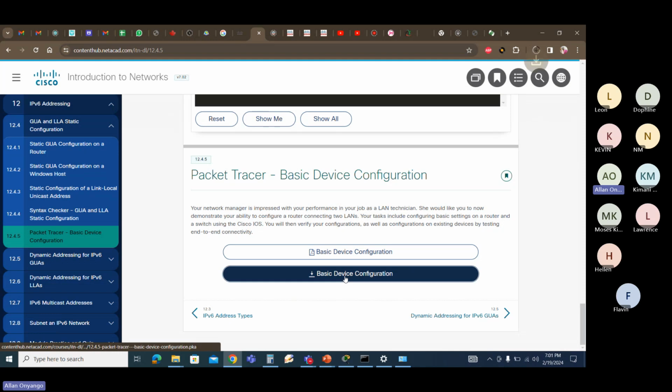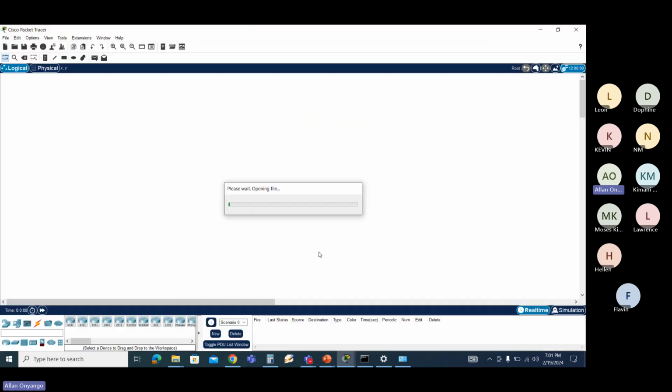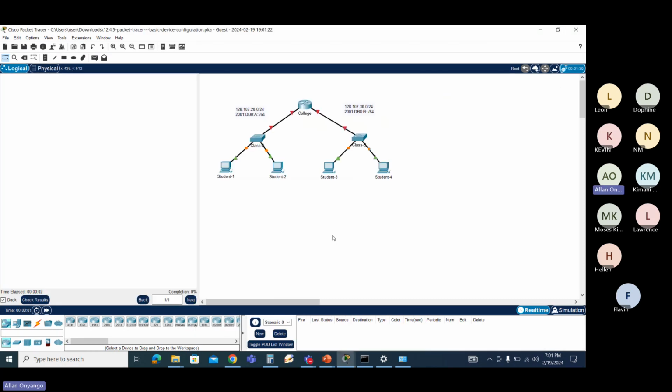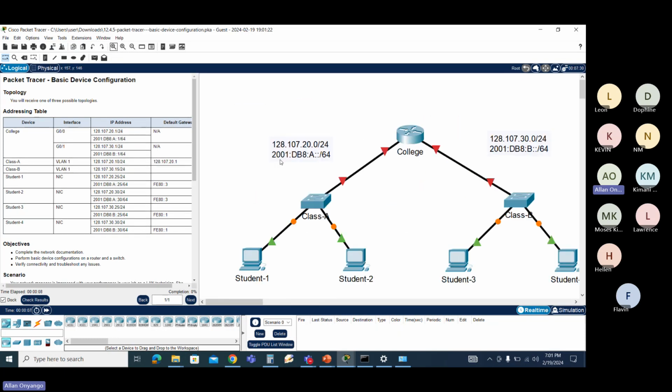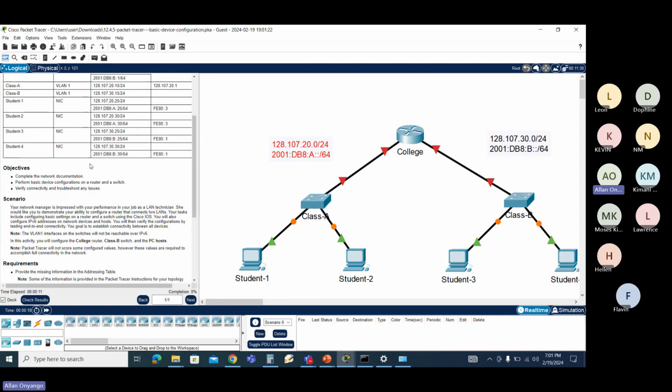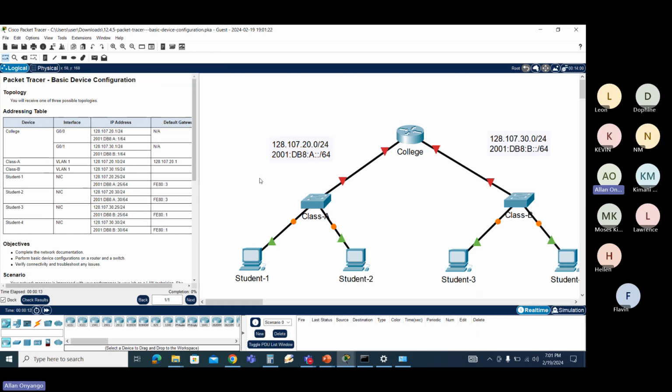This packet tracer is 1245. You're going to do the same thing. You're going to configure IPv6 addresses on that particular device. The packet tracer will be looking like this. You can see that. It will have the two routers, and you'll be configuring both IP version 4 and IP version 6. Very interesting. And the IPv6 table and the IPv4 table is here. You'll configure both the two routers with IPv4 and 6, I think, including the PCs as well.